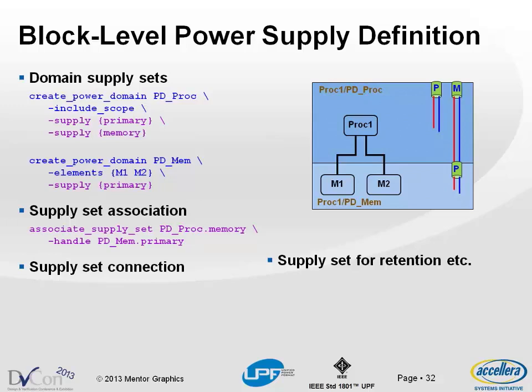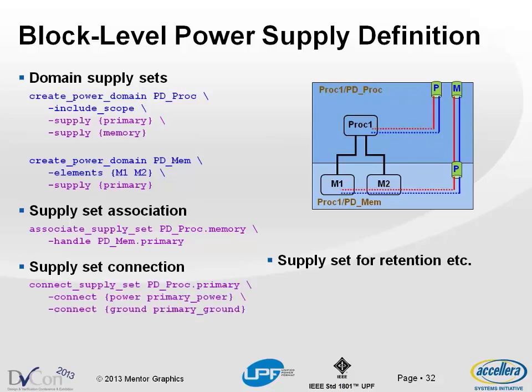I can associate this supply set up here with that one, which is equivalent to just plugging the supply set into that socket. Now all the power, ground, NWEL, etc. nets are implicitly plugged into the corresponding power, ground, NWEL, etc. nets of the other supply set. And when I make the connection, I can say connect supply set pdproc.primary.